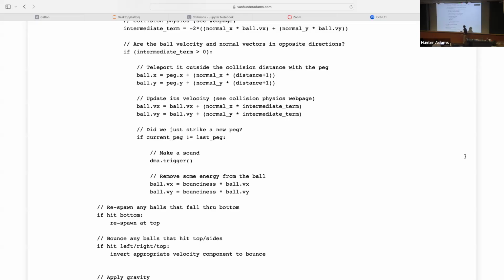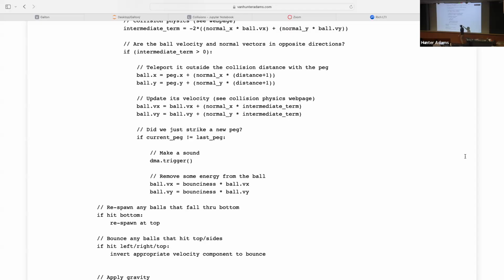The reason for this is to avoid a situation where the ball, of course, is moving at multiple pixels per frame. And so when it collides, it's unlikely to just be overlapping by, say, 1 pixel. It's probably going to slide over the peg a little bit. And you could end up in a situation where you bounce like this inside of the peg, right? And so in order to avoid that bug, we teleport it out. That's what's happening there.